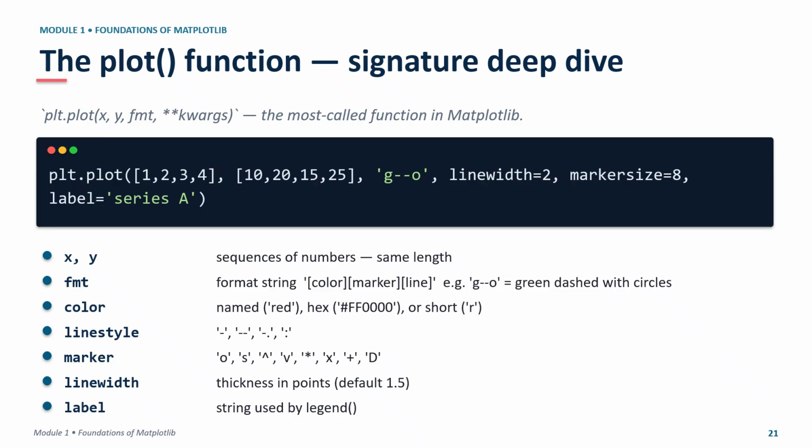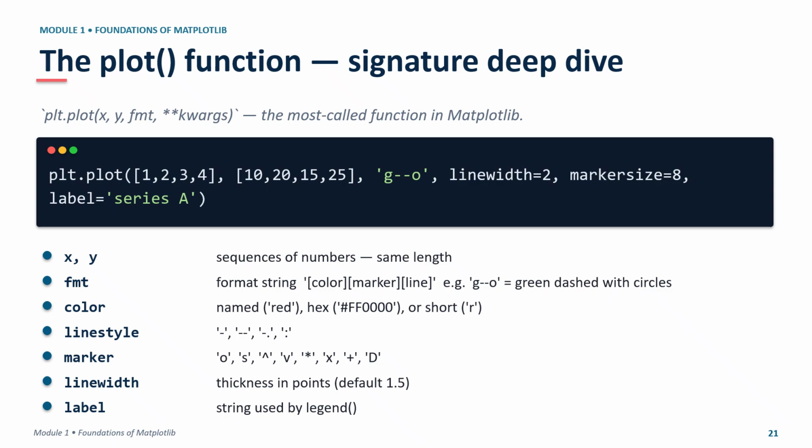And fmt is a format string. It is optional shorthand for style. It combines a color, a marker and the line style in one string. So an example like 'g--o' means green color, you make a dashed line, and you are going to use a circle marker. Okay. And next you have got kwargs.